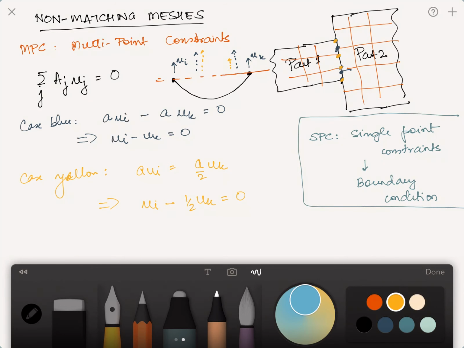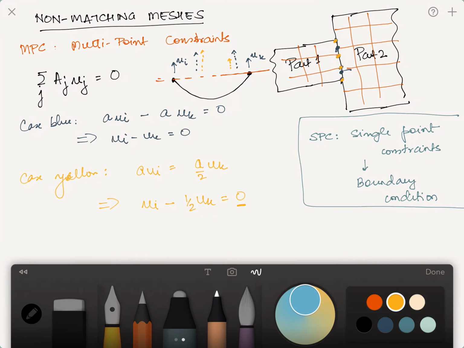We can also have not a linear relation but a non-linear relation. We can also have a non-homogeneous relation, because you could have a value not equal to 0 but equal to some prescribed value. You want it to move up to a certain amount. And that is the description of a multi-point constraint in a very simple example format.